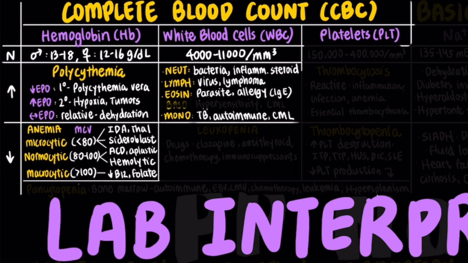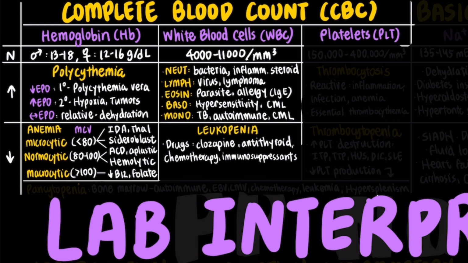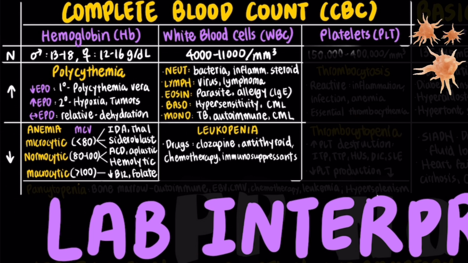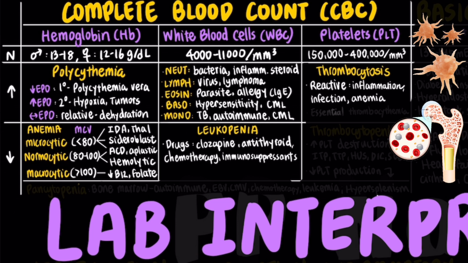On the flip side, a low white count, leukopenia, might result from medications like clozapine, antithyroid drugs, chemotherapy agents, and immunosuppressants. Normal platelet counts range from 150,000 to 400,000 per microliter of blood. High platelets or thrombocytosis may be reactive due to inflammation, infection, or anemia, or they may be a primary bone marrow disorder, like essential thrombocythemia.